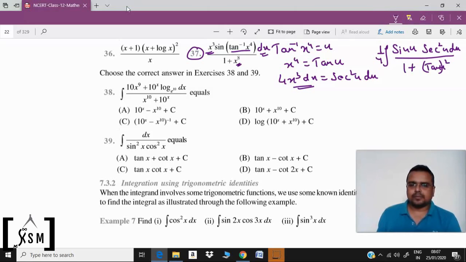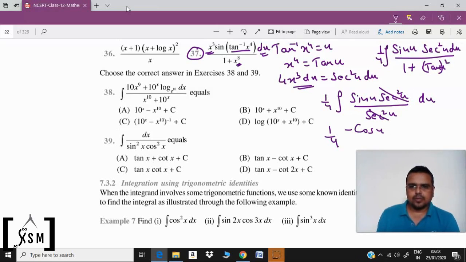Then what? This is 1 over 4 integration of sine u sec square u du over 1 plus tan square u, which is sec square u. So it is 1 over 4 integration of sine u, which is minus cos u. And u was tan inverse x to the power 4, so minus 1 over 4 times cos of tan inverse x to the power 4 plus c, right? That is my final answer. Fine.